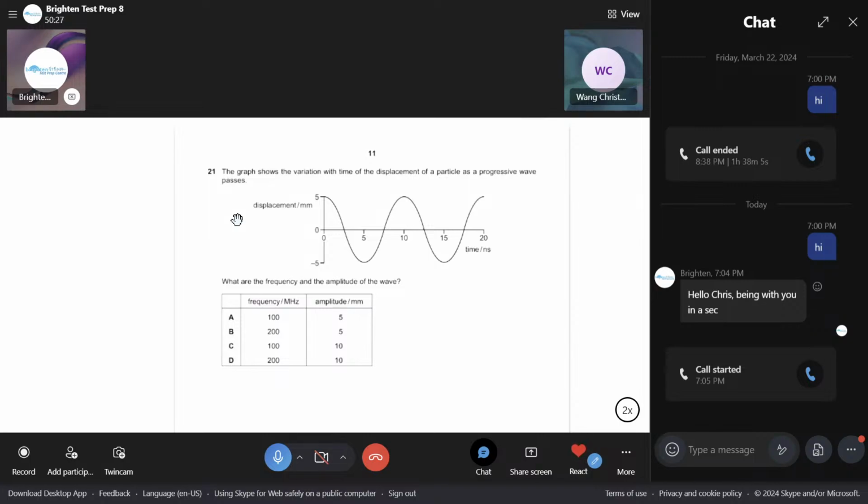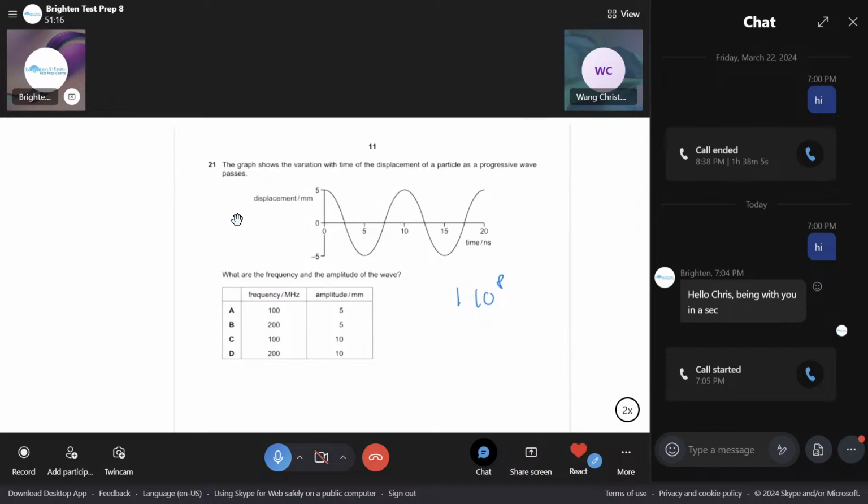Which is it? 1/10 times 10 to the power -9. Okay. So it's 1 times 10 to the power of 8. And then that would be A. Yeah, exactly. The amplitude is a given anyway. Okay, that's good.